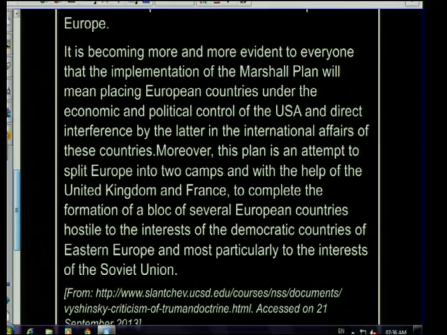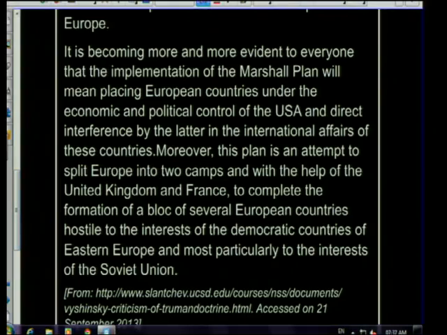Moreover, this plan is an attempt to split Europe into two camps. Now, this is very interesting because if you look at the source we looked at before the break, the President of the United States said the world is already divided into two. And now this source is saying that it is the United States that is dividing Europe into two camps. So they're saying that those camps were not there, but it's the United States, by initiating Marshall Aid, that is splitting Europe into two camps.